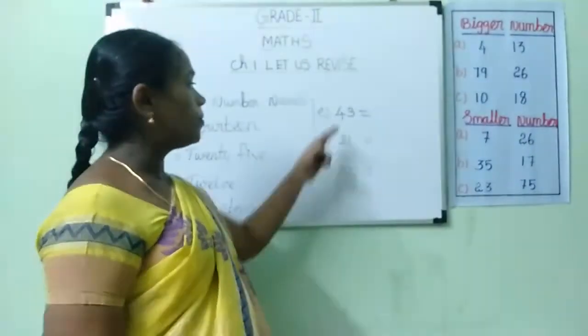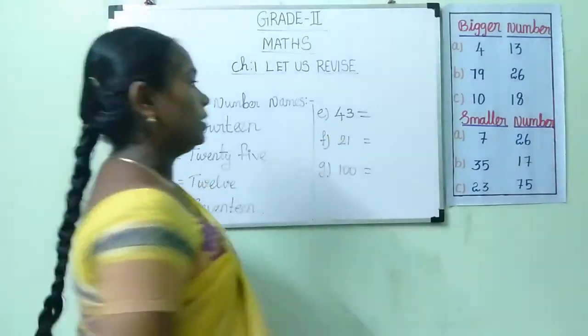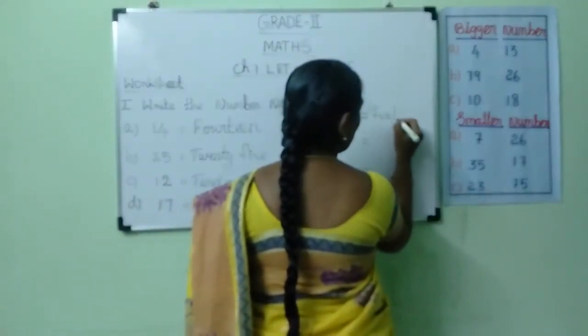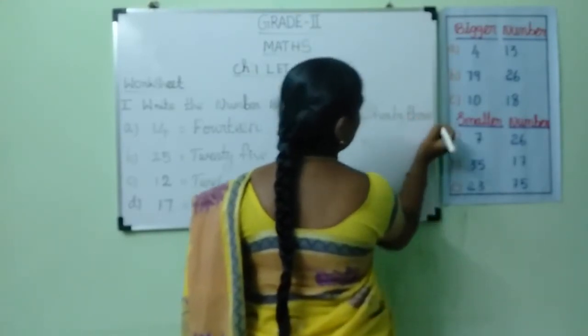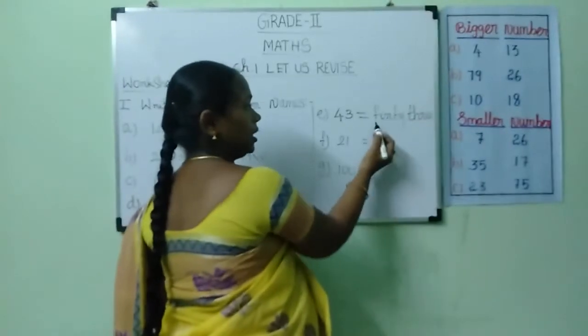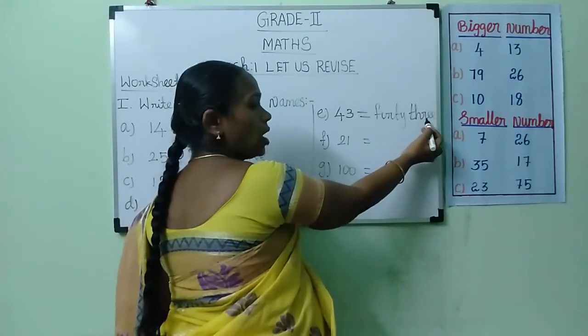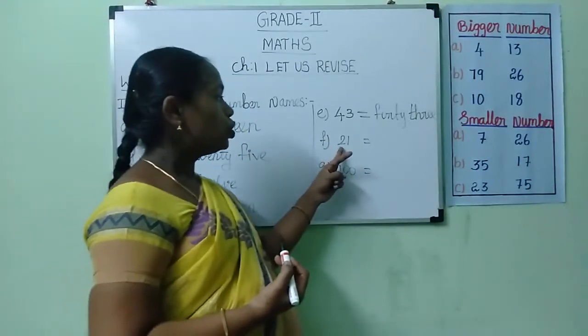So what is the number? How to read this number? 43. What is the spelling of 43? F-O-R-T-Y. 40. T-H-R-E-E. 3. 43. The next one, 2 1.